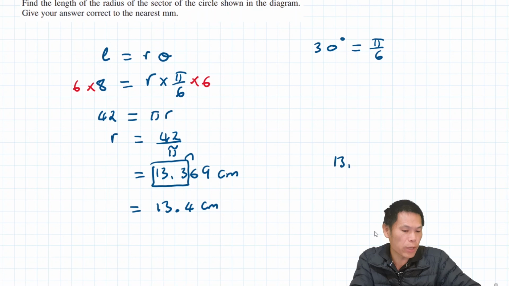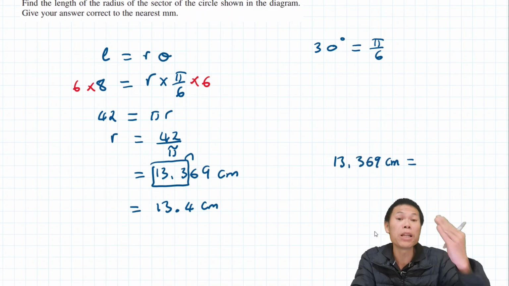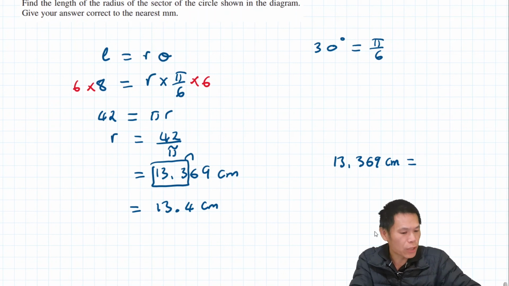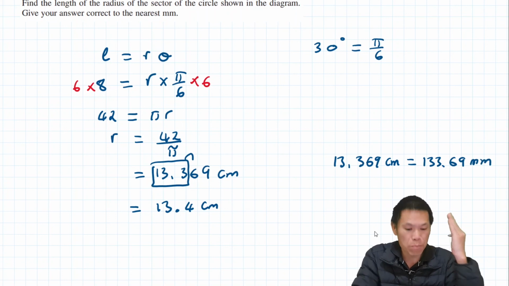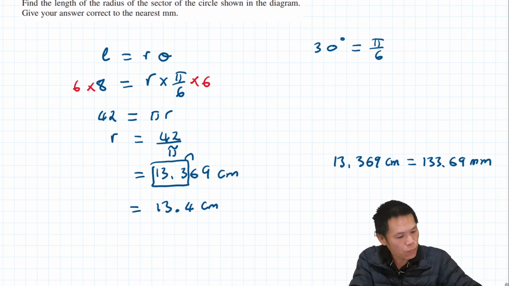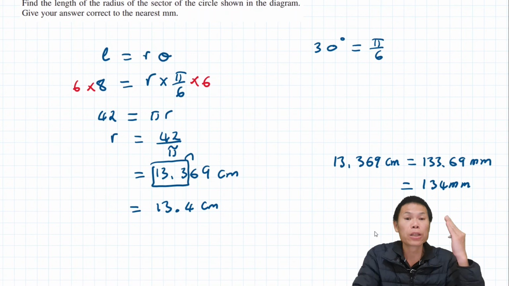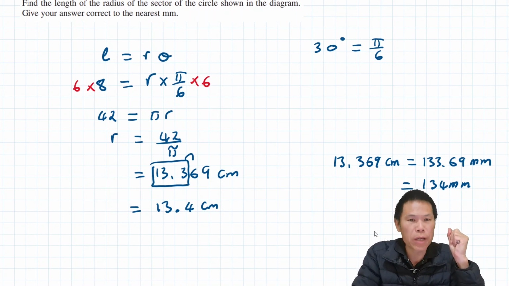So 13.369 centimeters, you convert to millimeters, you times 10. So that will give me 133.69 millimeters. And we want to round to millimeters. So therefore, that will give me 134 millimeters. So either 13.4 centimeters or 134 millimeters.